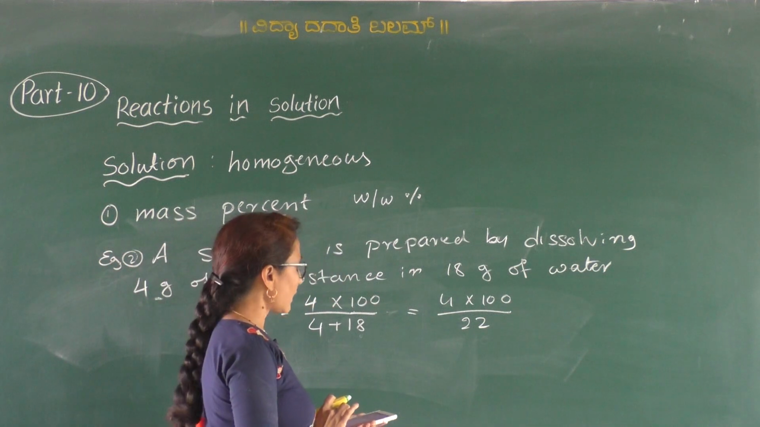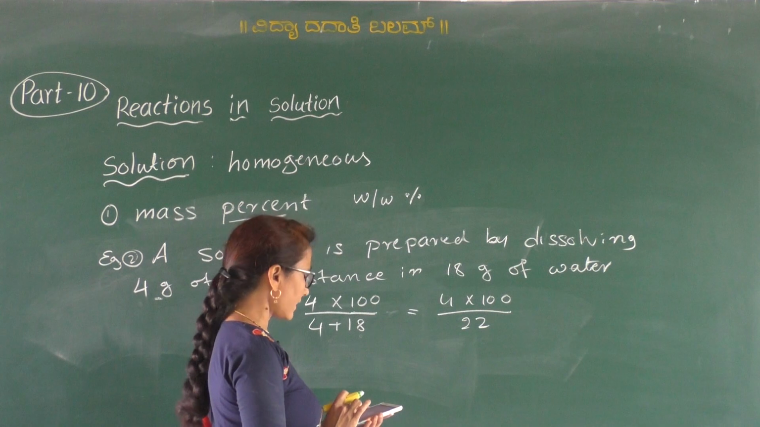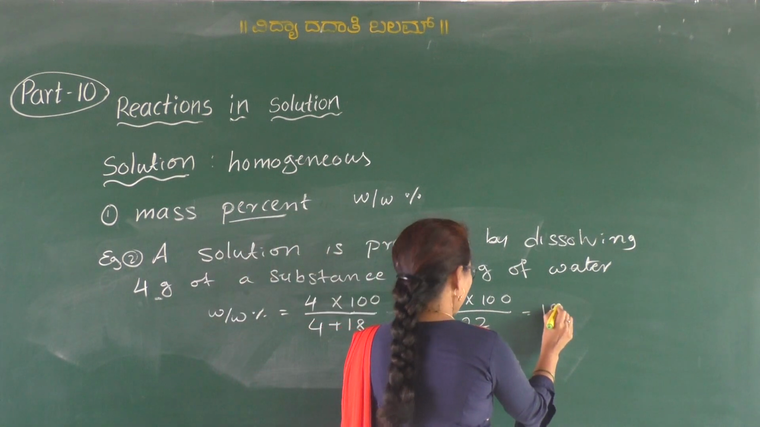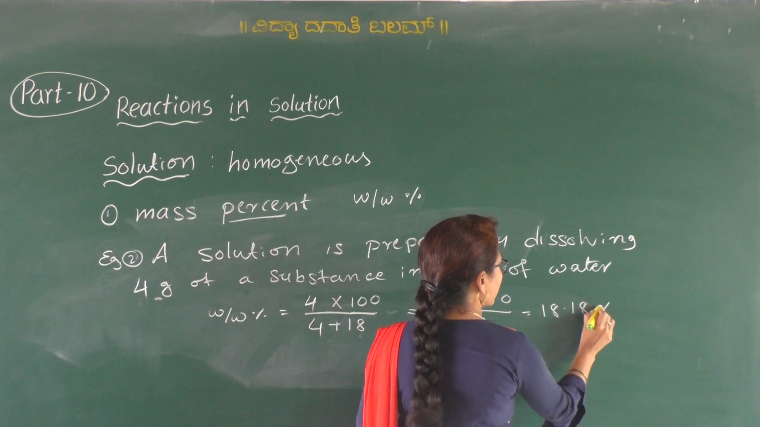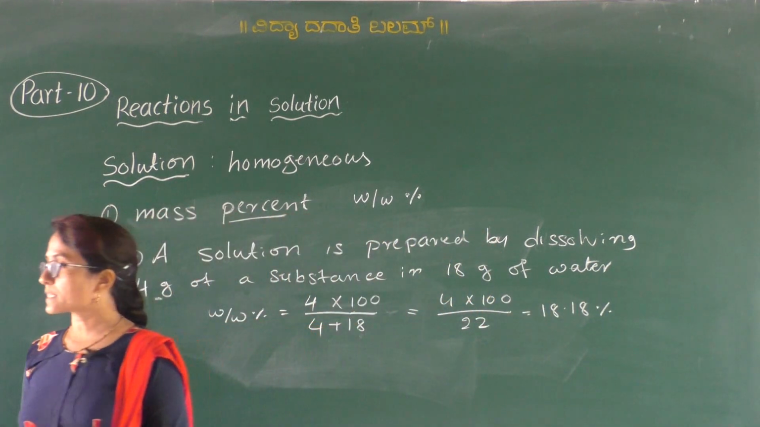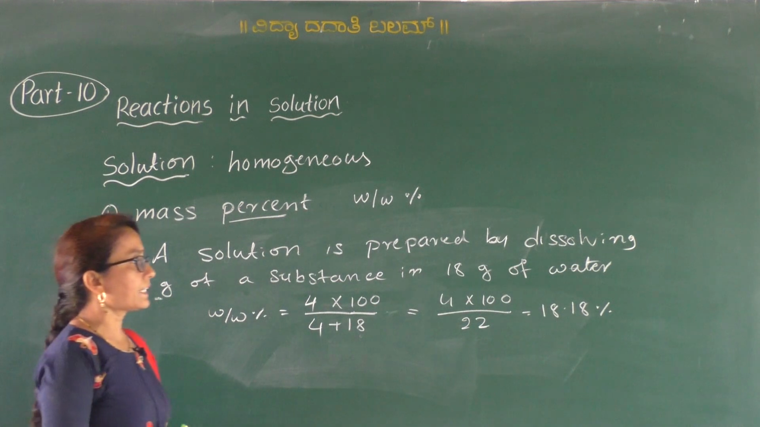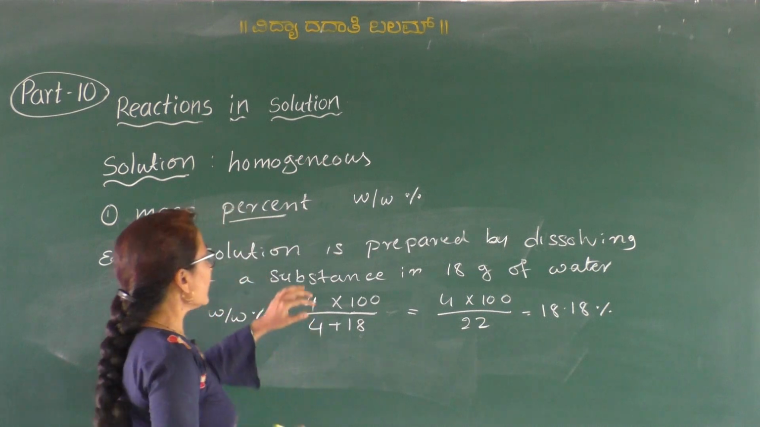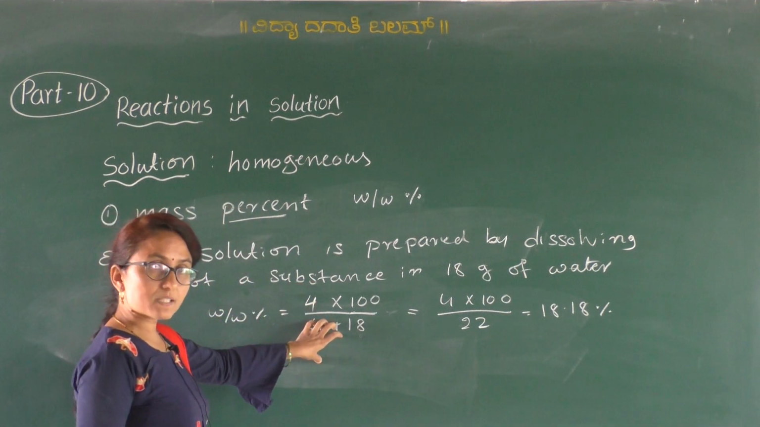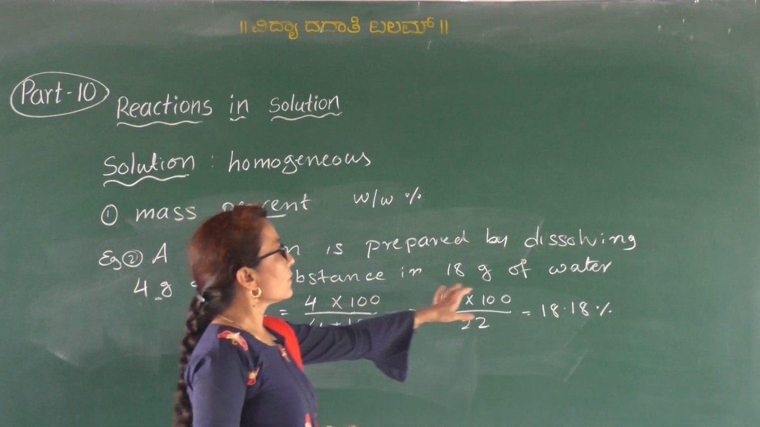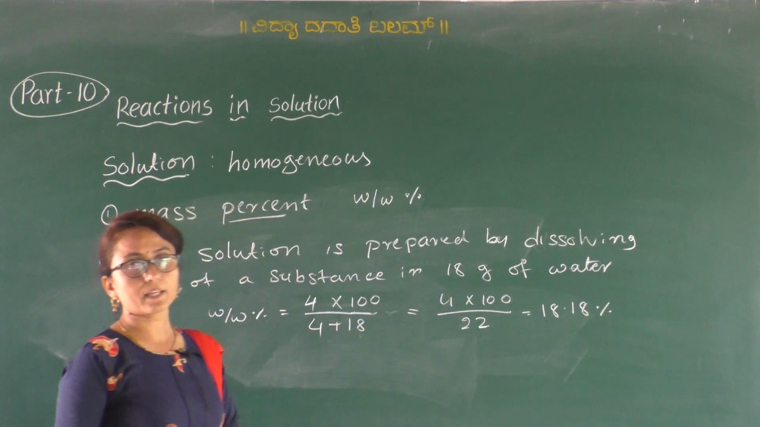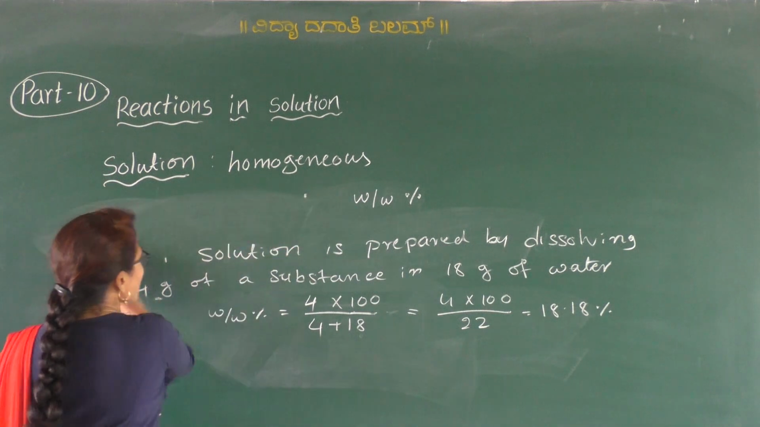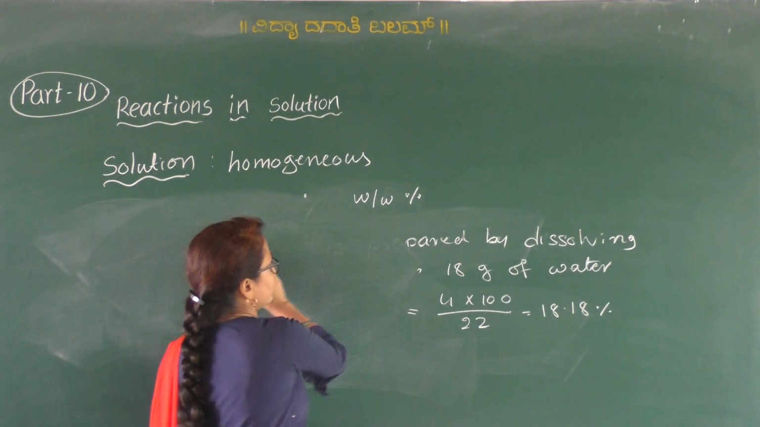On calculating, we get 400 divided by 22, that is equal to 18.18%. Therefore, the mass percent of the solution is 18.18%. Okay, so it is very easy. The mass of the solute divided by mass of the solution and multiplied by 100, we get the mass percent. Okay, clear? So then let us go for the second concentration term, that is mole fraction.